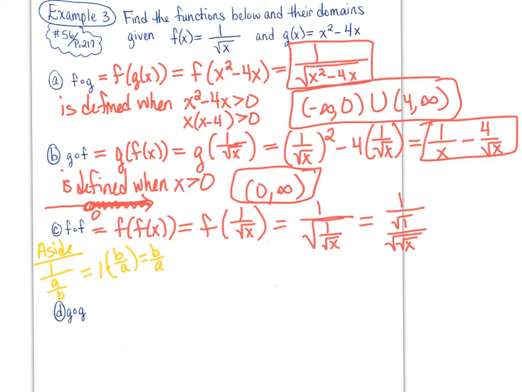So, with that said, we apply this concept to this. So we get, this is equal to the square root of the square root of x divided by the square root of 1. The square root of the square root of x is the 4th root of x. And divided by the square root of 1 is just 1. So we get the 4th root of x.